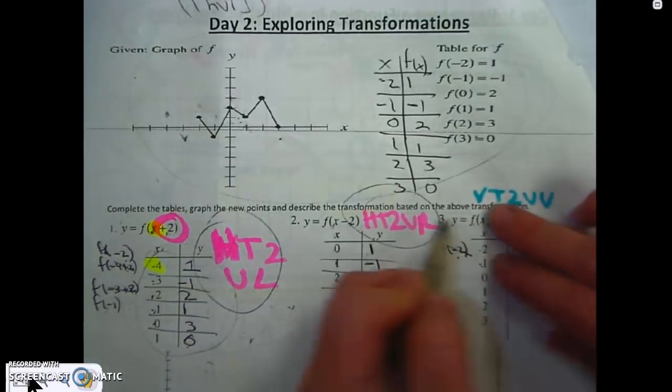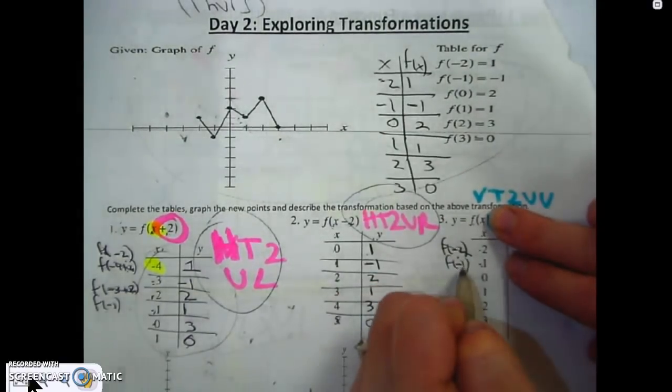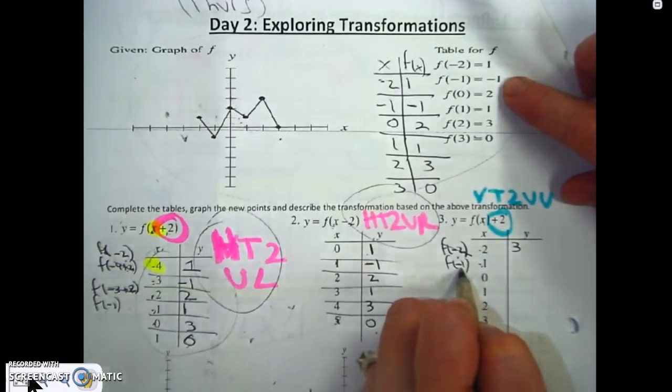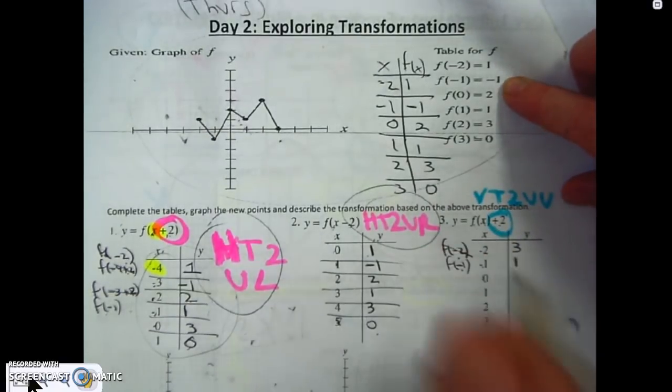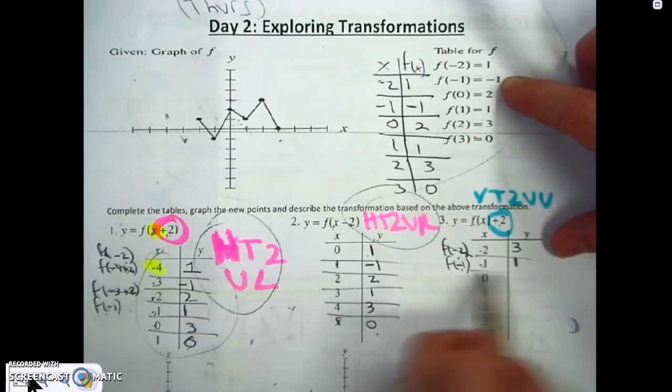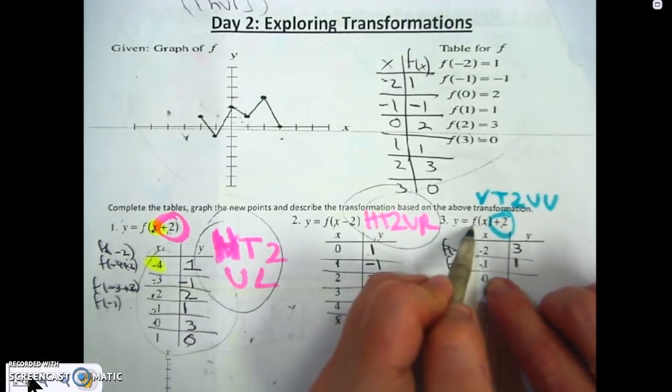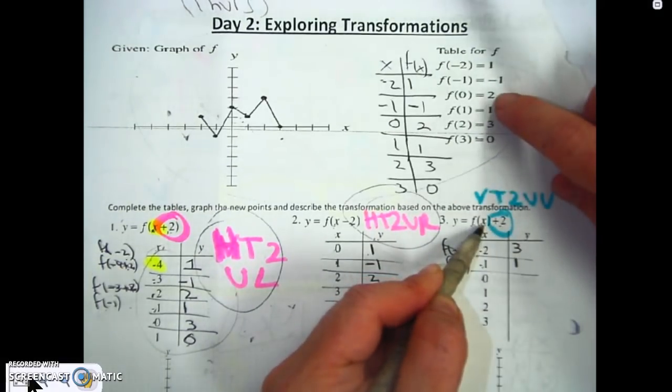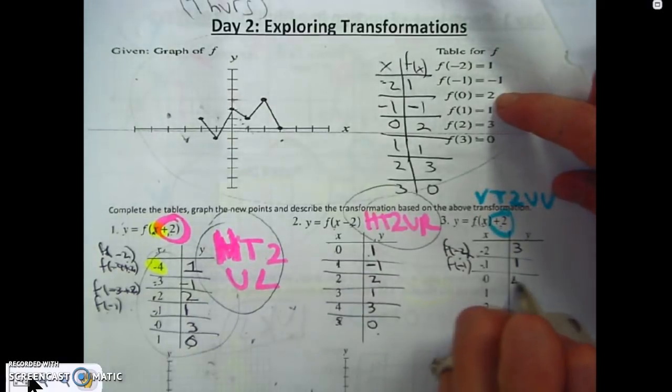F of negative 1 is negative 1, plus 2 is 1. And I'll show you this visually. F of 0 is 2, but I add 2, 4.